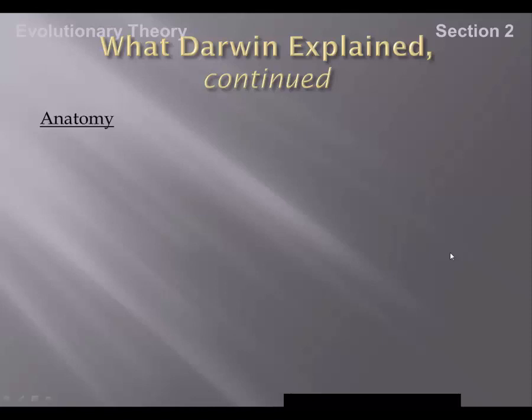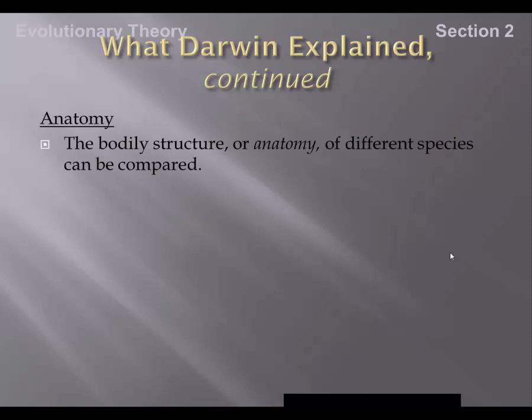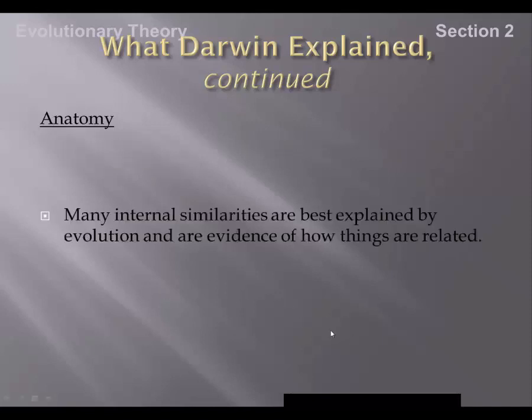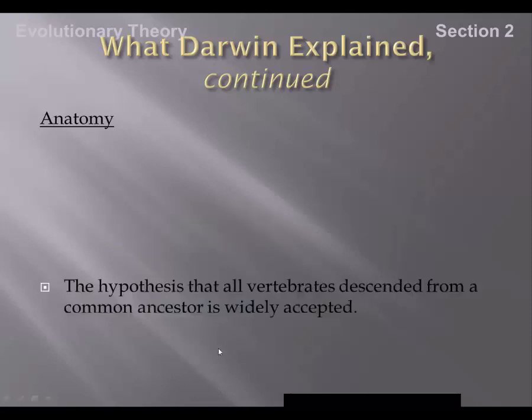Anatomy is another proof for Darwin's theory of evolution, or what was used as a proof for his theory of evolution. Anatomy is body structure. And so we compare the different species of organisms, and we look at their body structure and look for similarities. Scientists see that there are many similarities between different species of organisms. The hypothesis that all vertebrates descended from a common ancestor is supported based on this anatomical structure identification.